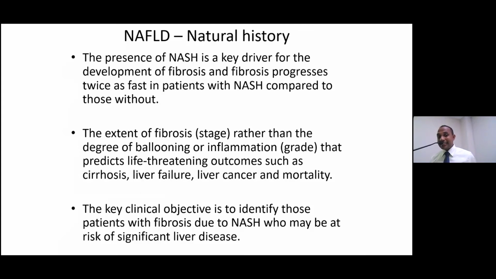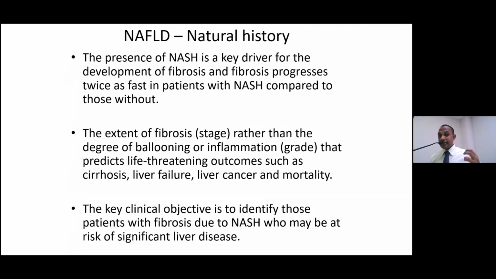So the extent of fibrosis rather than the inflammation is predicting the life-threatening outcome. So what is important in this spectrum of disease is fibrosis. So fibrosis will, at the end of the day, determine cirrhosis, liver failure, hepatocellular carcinoma, and the mortality. So fibrosis is the key. That's what I want to highlight.